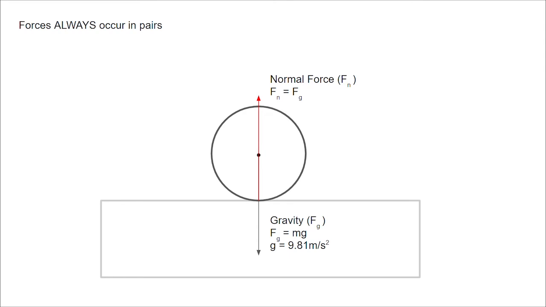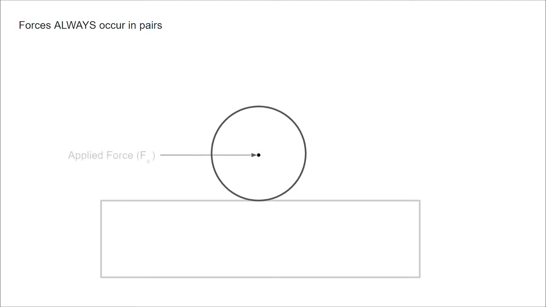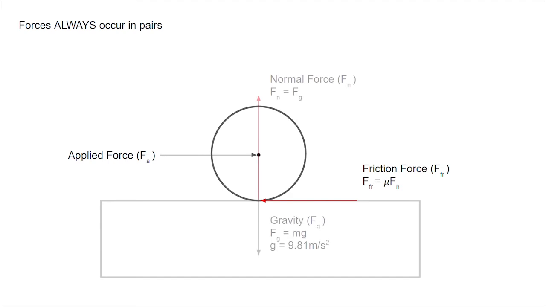If I were to give this object a push, I would exert an applied force. The opposite of applied force is friction, which is equal to the normal force times a coefficient we call mu. It's important to note that normal force and friction force act at a point of contact with the surface, while applied force and gravity, which is the weight, act on the center of mass.